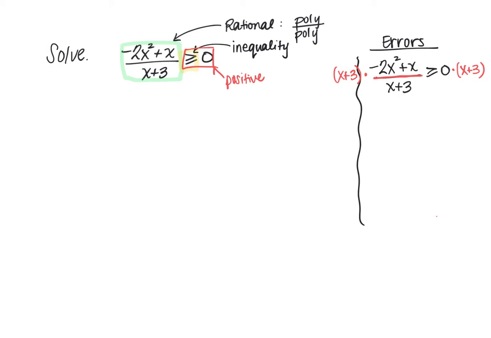If we were to multiply both sides by x plus 3, we would need to remember that we do not know the value of x. So we don't know whether x represents a positive number or a negative number.